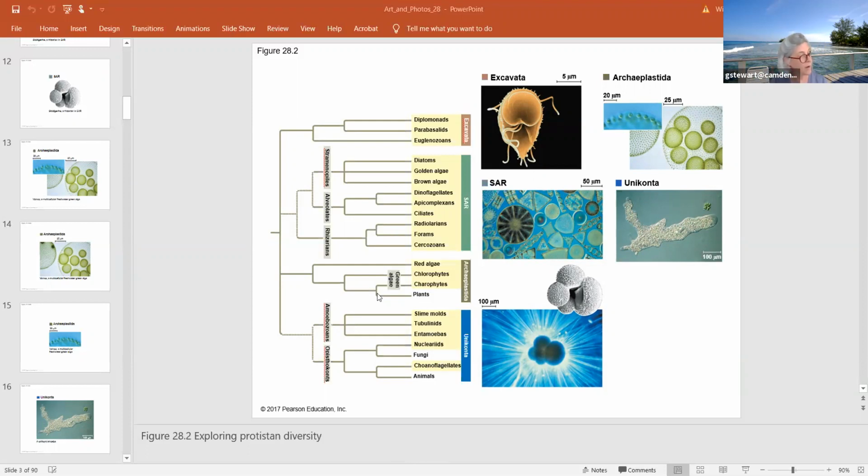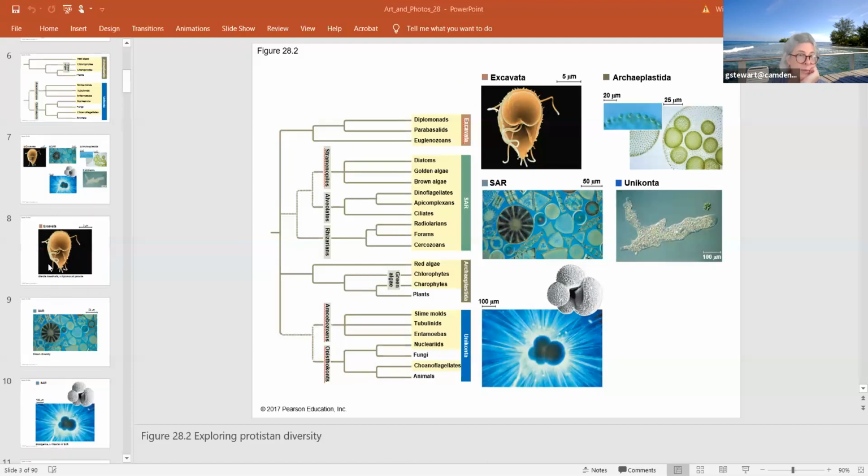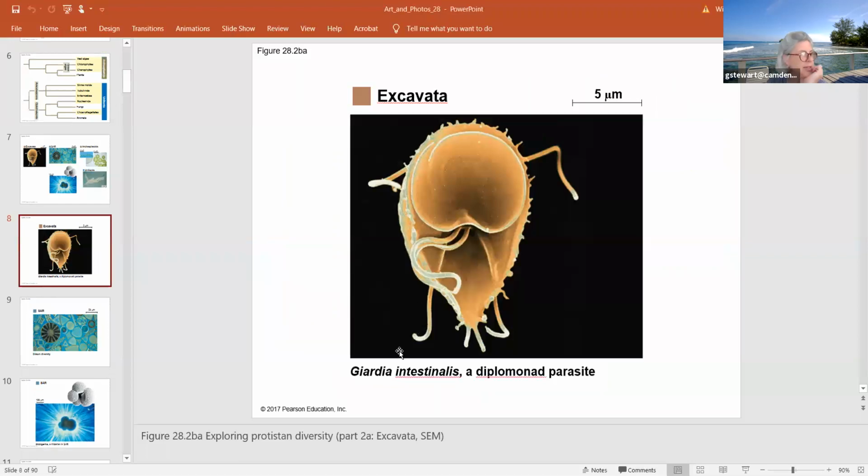Sorry about that. All right, so we've got these 4 supergroups here, and let's start with Excavata, because that's where your book starts. And this is a representative here. This is Giardia intestinalis, or looks very similar to Giardia lamblia, which is a parasite of humans as well. And you'll notice that these belong to the diplomonads, which is one of the subgroups of Excavata. You'll notice that they have multiple flagella, right? So these are single cells. Some of them are free living and some are parasites, and they're of course aquatic. They're going to use their flagella for motility.